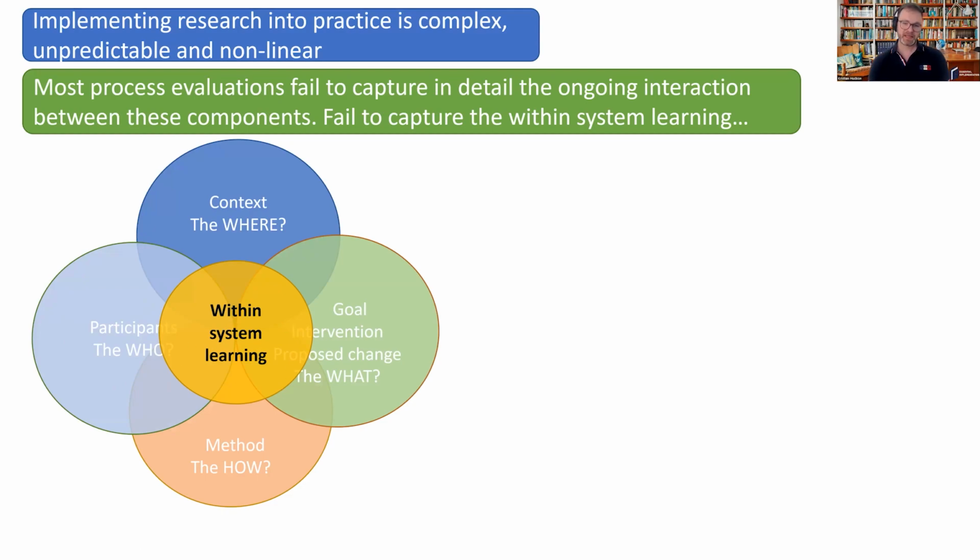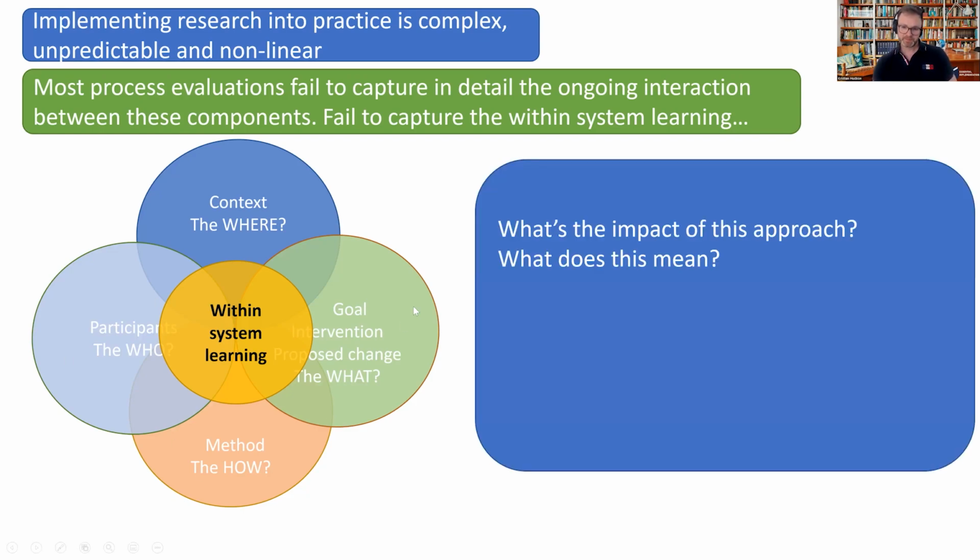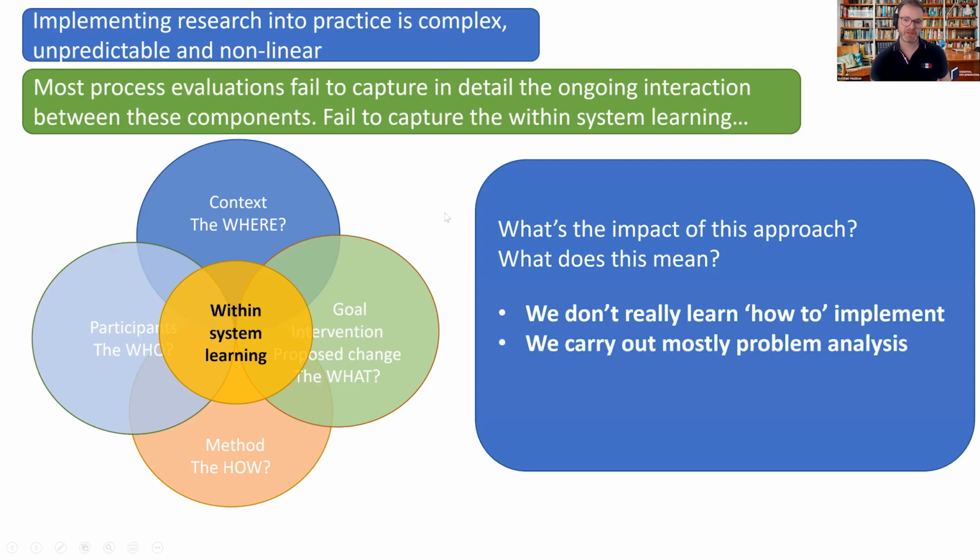There's a lot of reasons for this. I could do a whole other video on this, but it's just the way that there is that science to service gap, that gap between science and practice. And a lot of our academic approaches to evaluation aren't actually very good at capturing this complexity. The impact of that means that we often don't really learn how to implement. And this is what I've been very interested in, because then we can't really be sure how to have impact.